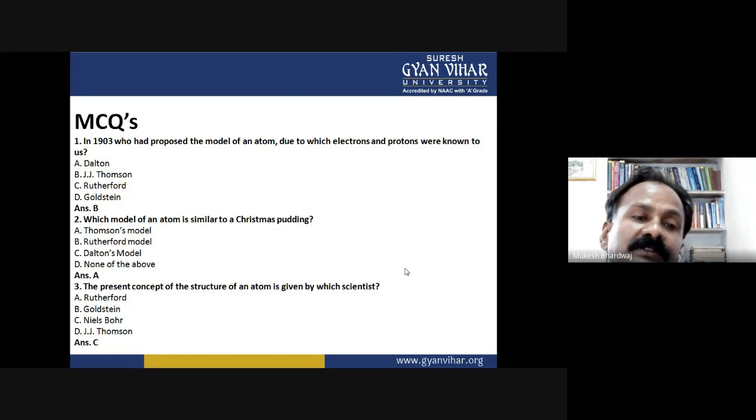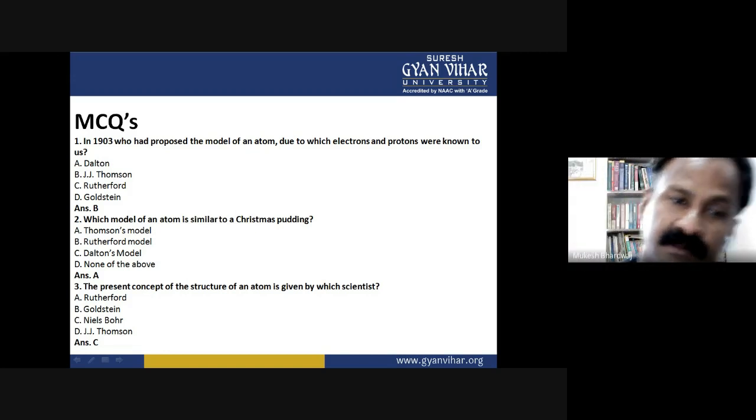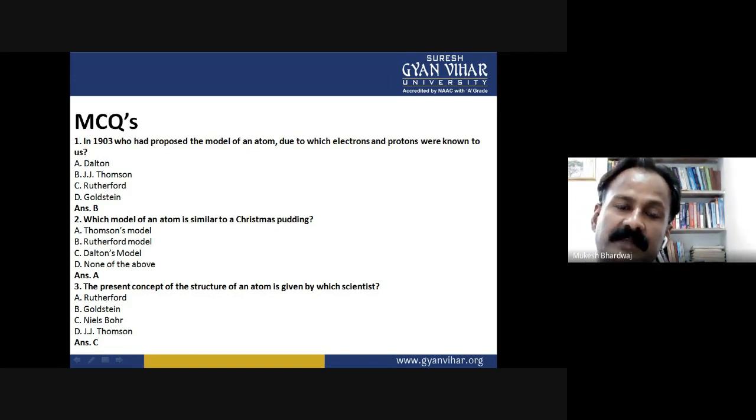Now come to some MCQ questions. In 1903, who proposed the model of an atom, due to which electrons and protons were known to us? Obviously, J.J. Thomson. Which model of an atom is similar to Christmas pudding? Rutherford, Thomson, Dalton. We had studied and discussed the Thomson plum pudding model. So, Christmas pudding exactly resembles the model of an atom.